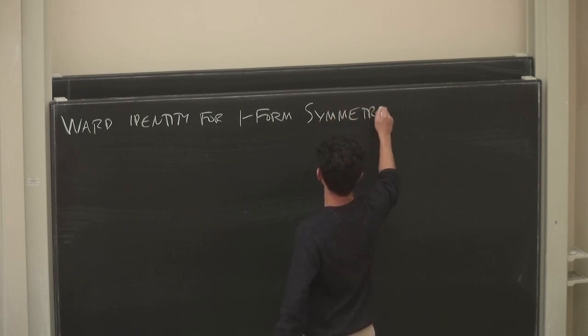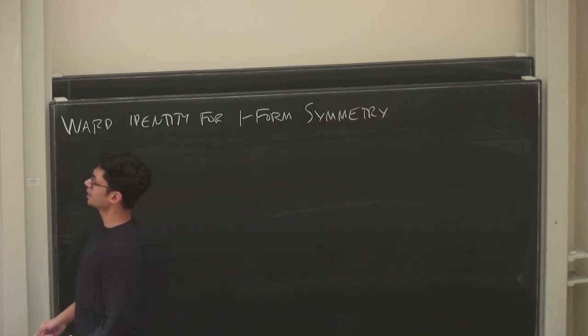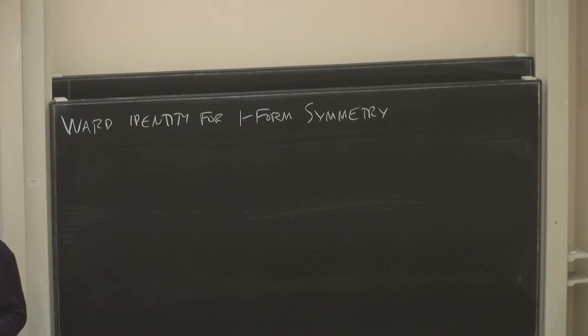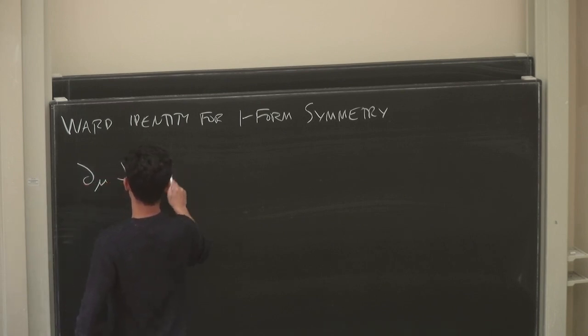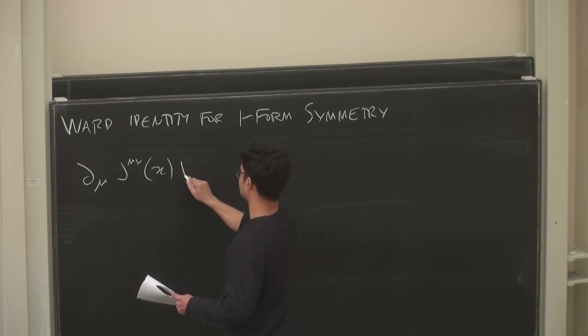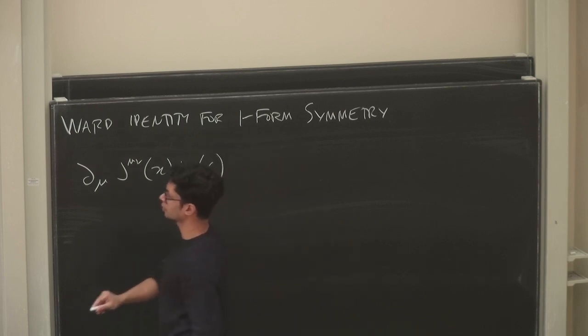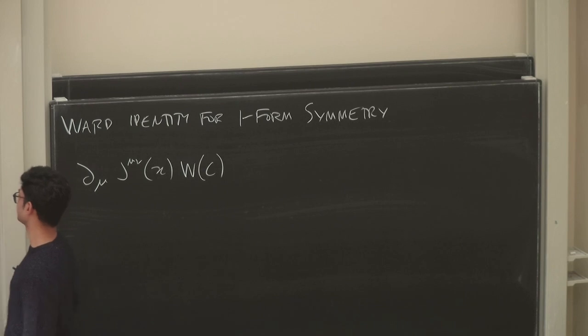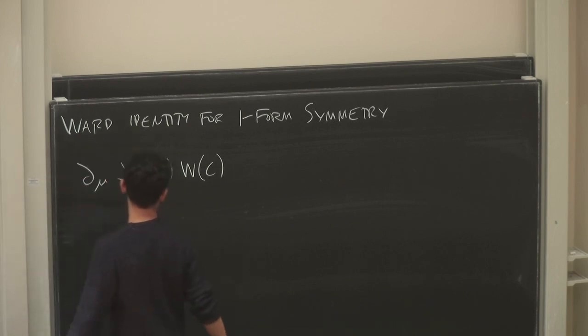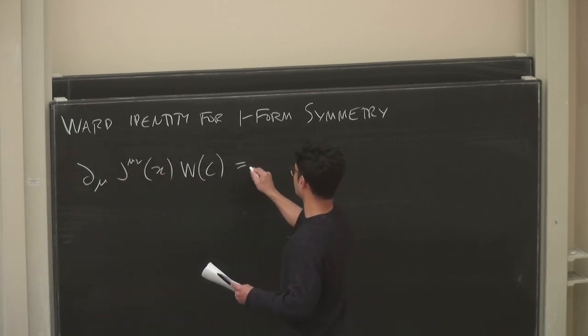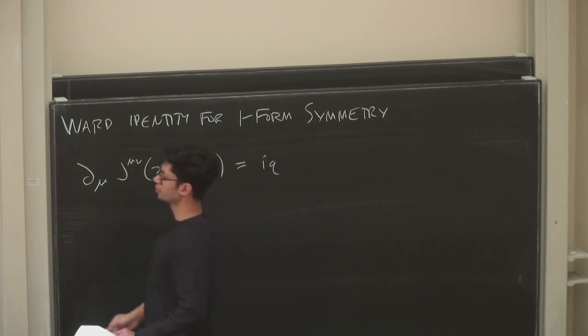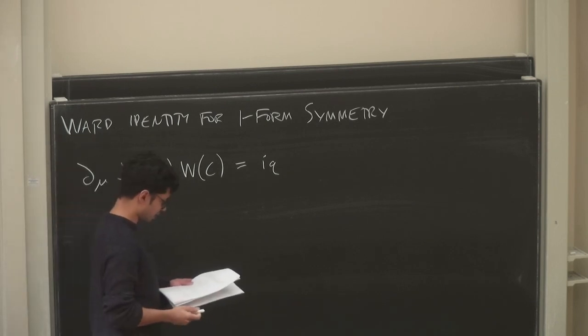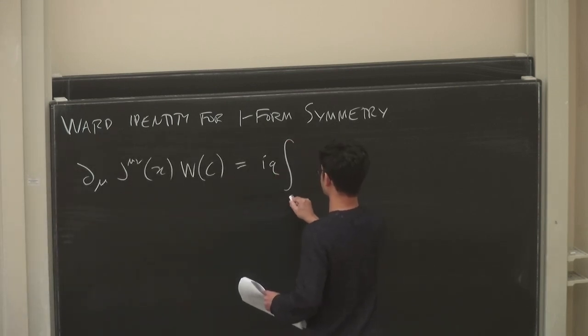So what I want to do is write down a formula that tells me that the current is not quite conserved in the presence of the charged object. So let's do that. What we have is ∂_μ J^{μν} at some point x, and then I have my line operator defined on some one-dimensional curve C. Here is my C. And from this point on, I am going to introduce a charge. So this is a line operator that has charge Q. Okay? And the Ward identity looks like this.